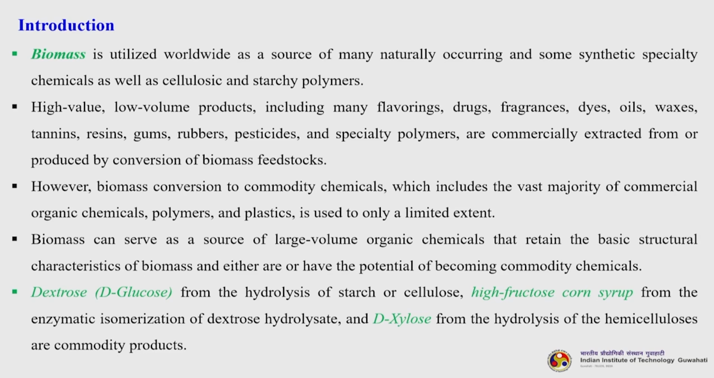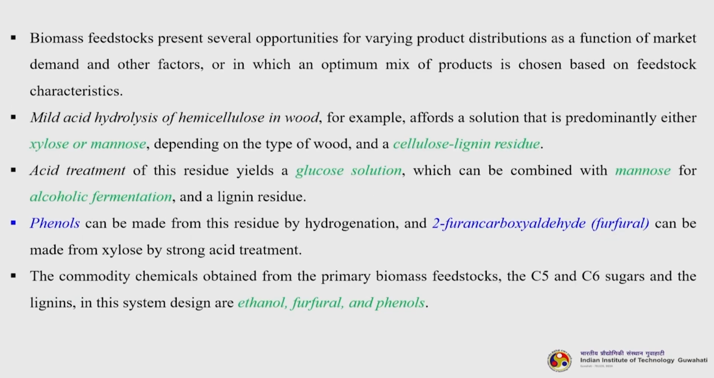Biomass can serve as a source of large volume organic chemicals that retain the basic structural characteristics of biomass and either are or have the potential of becoming commodity chemicals. One such, which is very famous, is dextrose or D-glucose from the hydrolysis of starch or cellulose, high fructose corn syrup from the enzymatic isomerization of dextrose hydrolysate, and D-xylose from the hydrolysis of the hemicelluloses. These are commodity products. Biomass feedstocks present several opportunities for varying product distributions as a function of market demand and other factors, or in which an optimum mix of products is chosen based on feedstock characteristics.